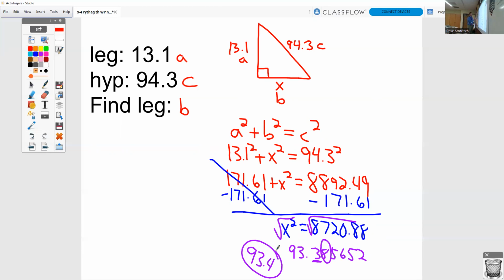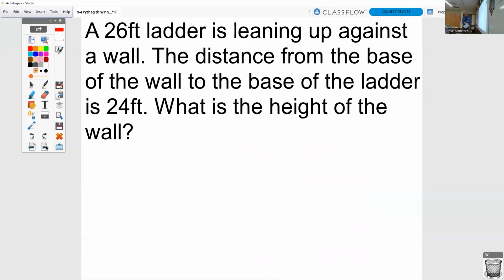So that's one type of question that you're going to have. Now, this is a very, very famous question. They have this all the time on the state test, on the Regents exam, things like that. A 26-foot ladder is leaning up against the wall. The distance from the base of the wall to the base of the ladder is 24 feet. What is the height of the wall?